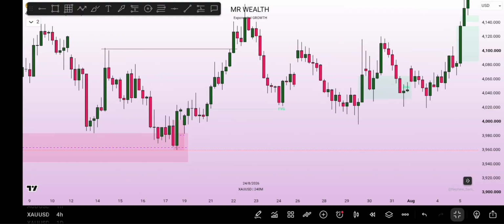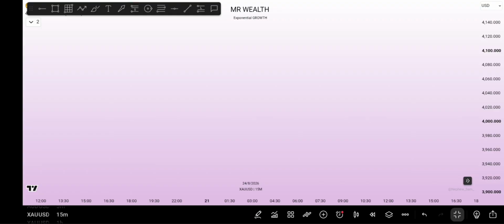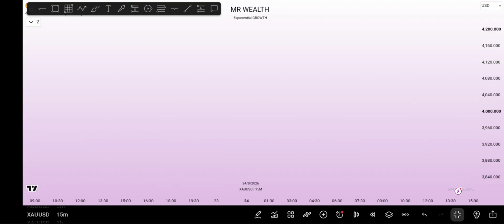So let's go over to the 15 minute time frame. We'll find our sweep liquidation and an engulfing candle. We already talked about that in type 1 and type 2, so you can go back to the videos.